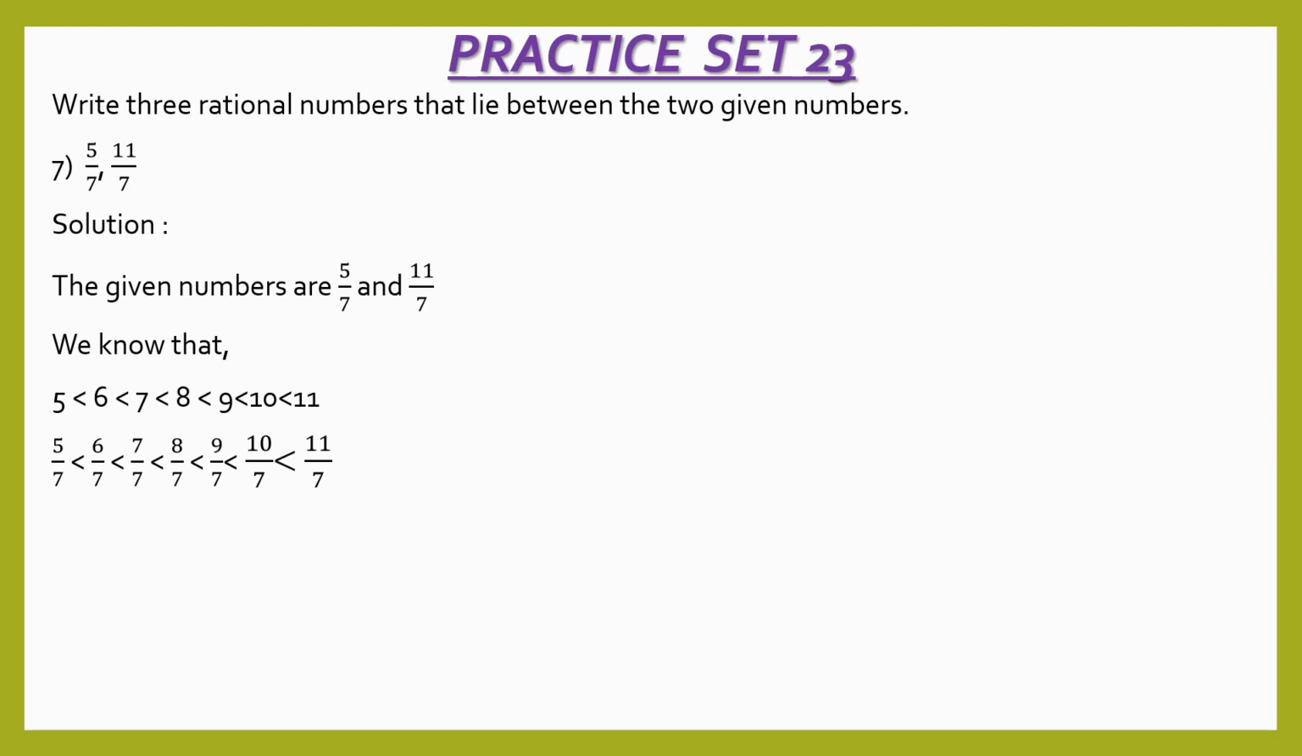We can pick up any three rational numbers which lie between 5 upon 7 and 11 upon 7. Hence, three rational numbers between 5 upon 7 and 11 upon 7 are, the three which I have picked, 6 upon 7, 8 upon 7 and 9 upon 7.